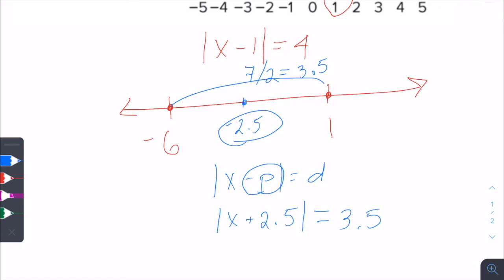So that's how you write the absolute value equation when you are given a number line with 2 points on it.